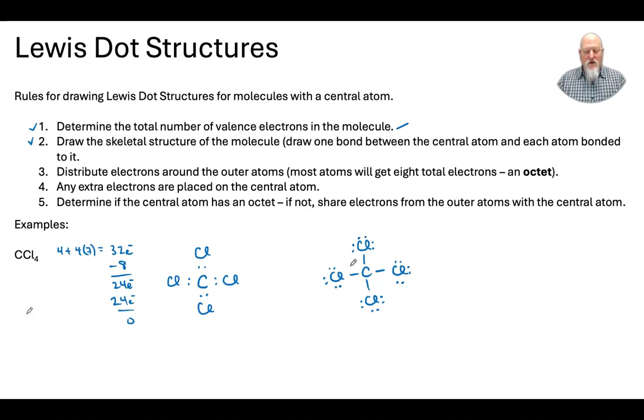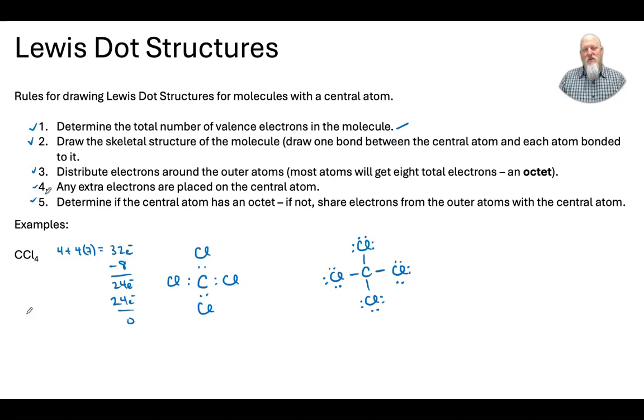Okay? So the other thing would be step 4. If we had any more electrons, they would go on the central atom. But we don't have any more, so there's none to put on there. And then the last thing is we want to determine if the central atom has an octet, if it's got 8 electrons around it, if it wants an octet. We'll talk about times when it doesn't.